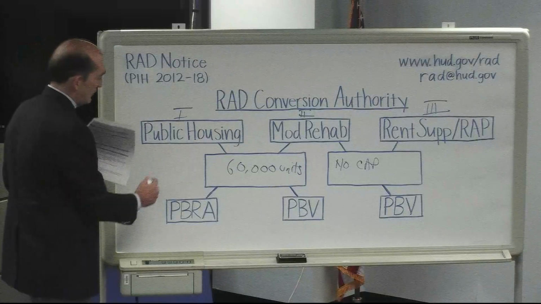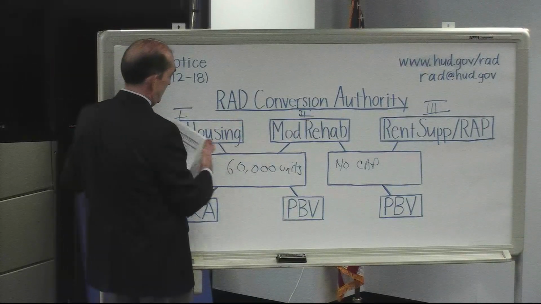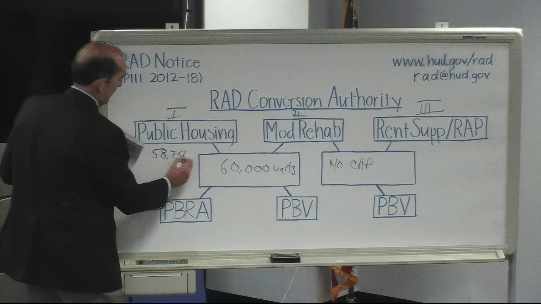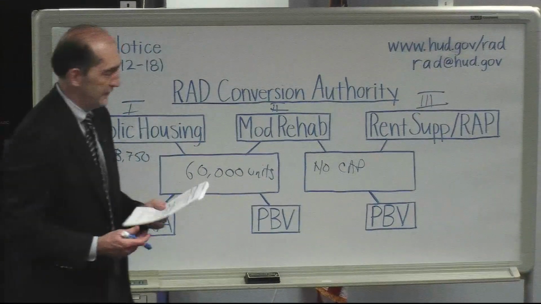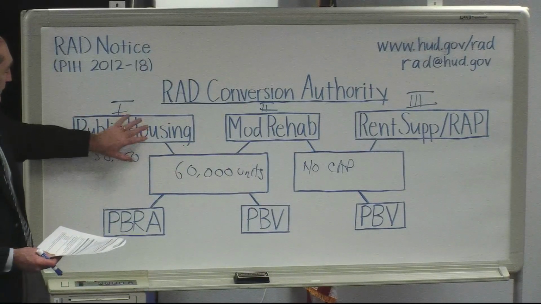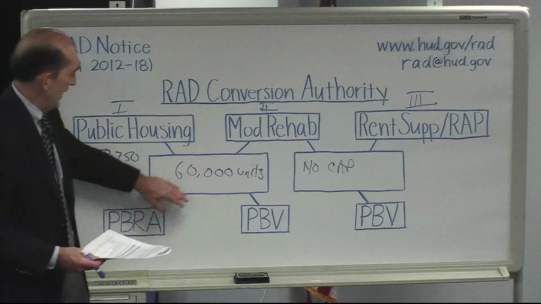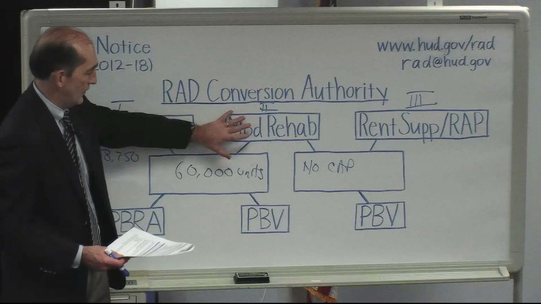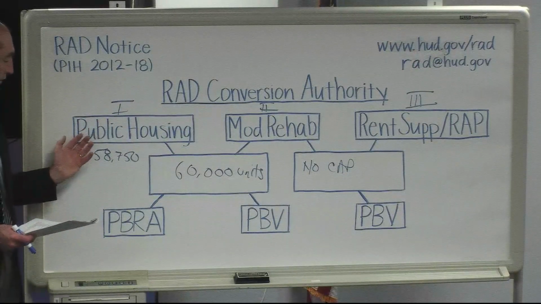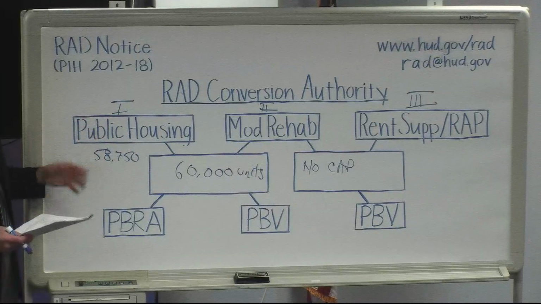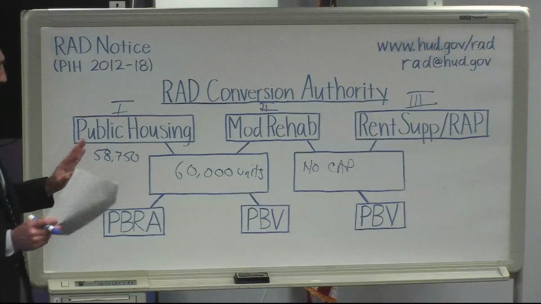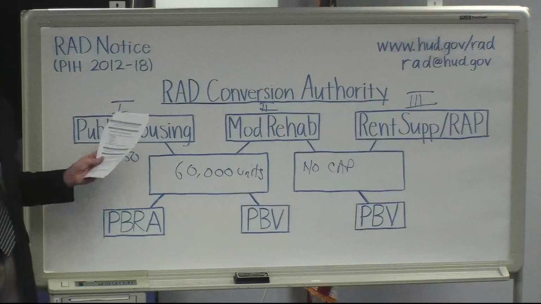Right, so of the 60,000 units here, we have to find some way to divide them between public housing and mod rehab. For public housing, the allocation will be 58,750 of the 60,000. That's because 60,000 units represents about 5% of the public housing inventory, and about 5% of the mod rehab inventory would be about 1,250. So that's the relative share. What we're trying to do is find some way to award these 58,750 units. And so the first thing we do is create 4 regional pools.